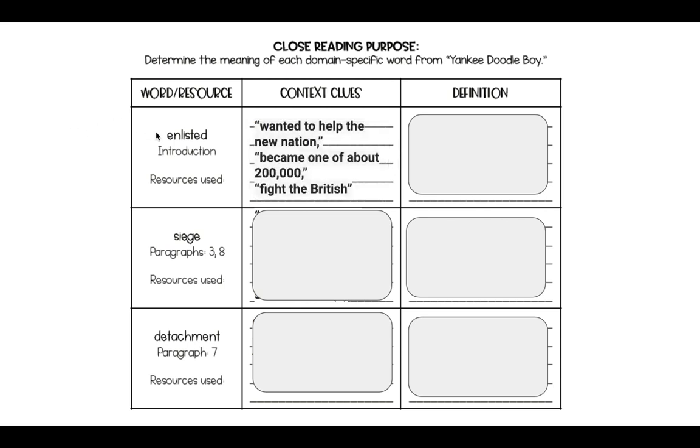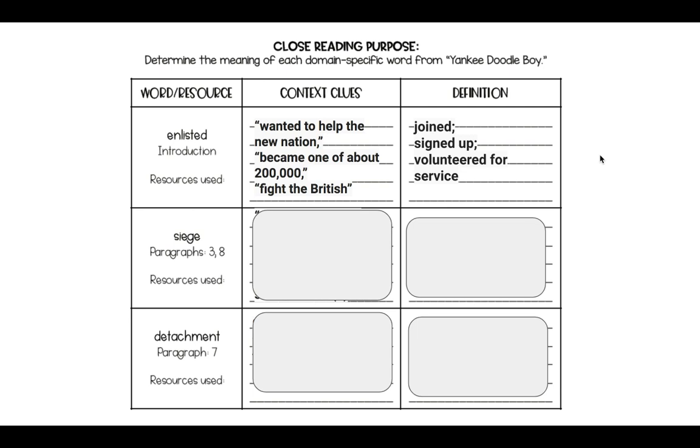So the ones that I found are wanted to help the new nation, became one of about 200,000, and fight the British. Okay, so now that you have those down, now I'd like you to take a stab at what you think the definition of enlisted is. And I'd like you to write that in your chart. And then I will reveal the actual definition. And this time it is either joined, signed up, or volunteered for service. And I just got those from an online dictionary. Okay. So joined, signed up, volunteered for service.